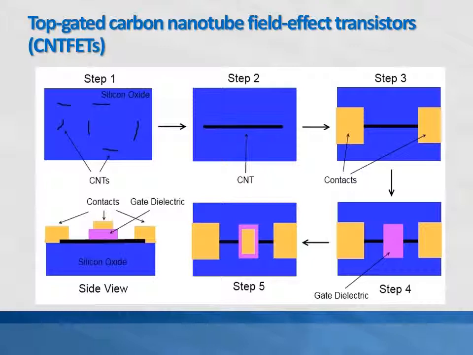A high-temperature annealing is performed to reduce contact resistance and improve adhesion between the contacts and CNT. In step 4, a thin top-gate dielectric is then deposited on the top of the nanotube, either via evaporation or atomic layer deposition. In step 5, the top gate contact is then deposited on the gate dielectric.